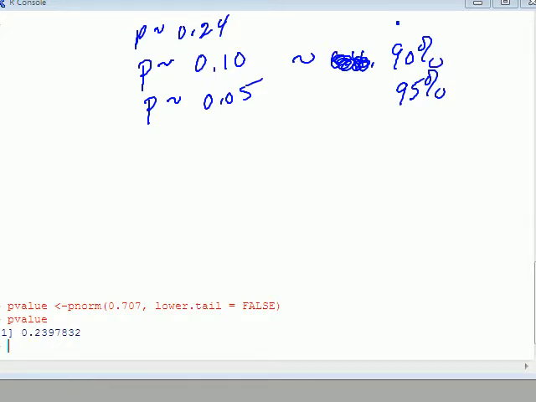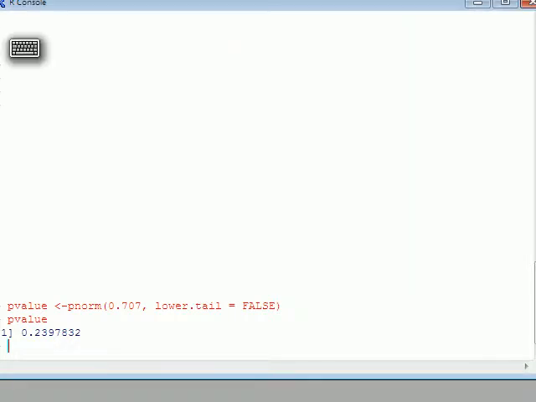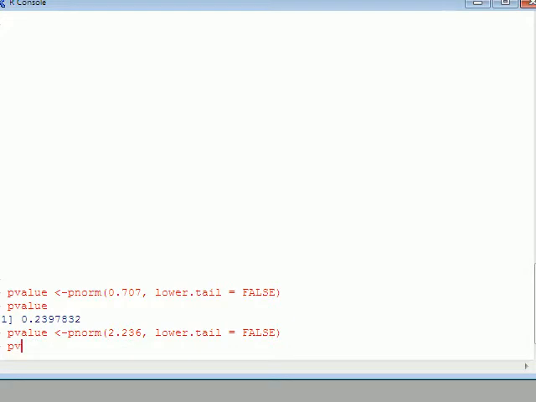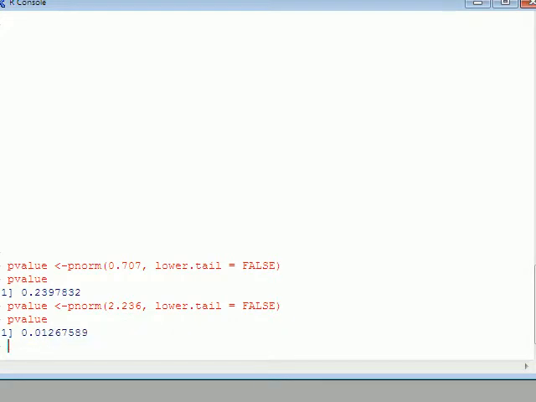Alright, now let's do the same thing. Remember, nothing's changed, but now we have a sample size of 500. And we'll again compute the same p-value. I'll do exactly the same thing, but I'm going to put in 2.236, which is for the sample size of 500. Here's my p-value, 0.012. That's pretty close to a 90% confidence level.